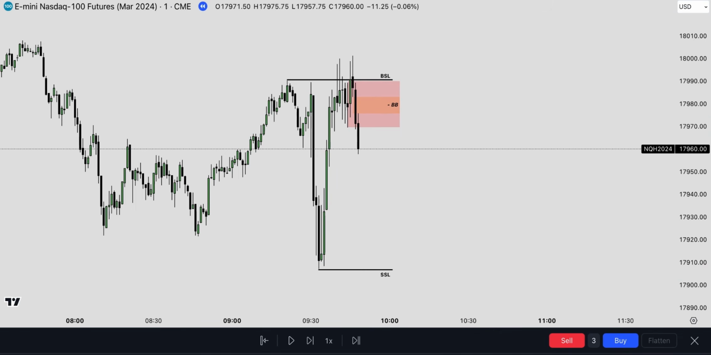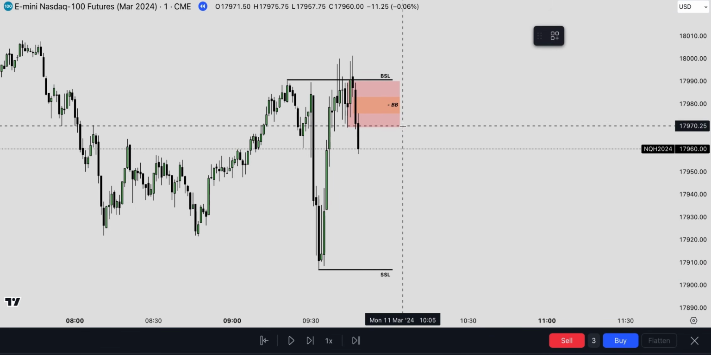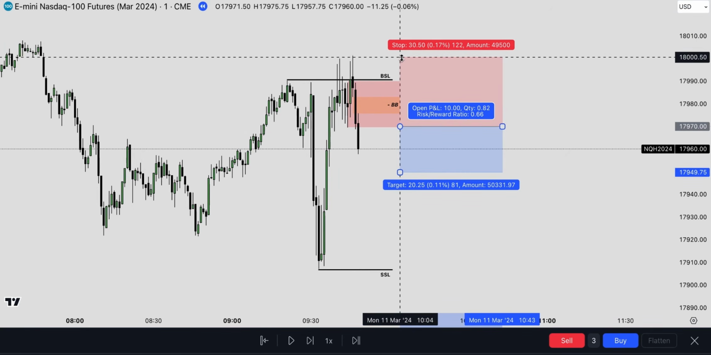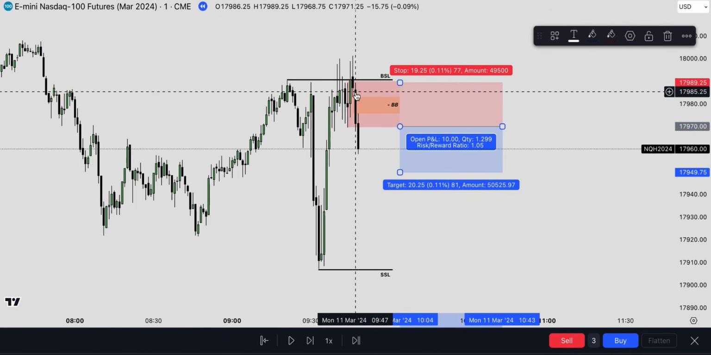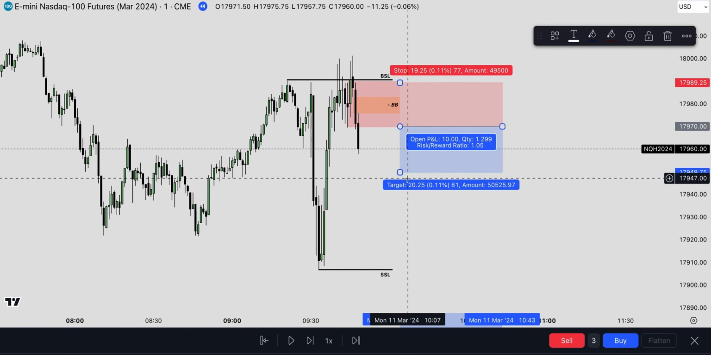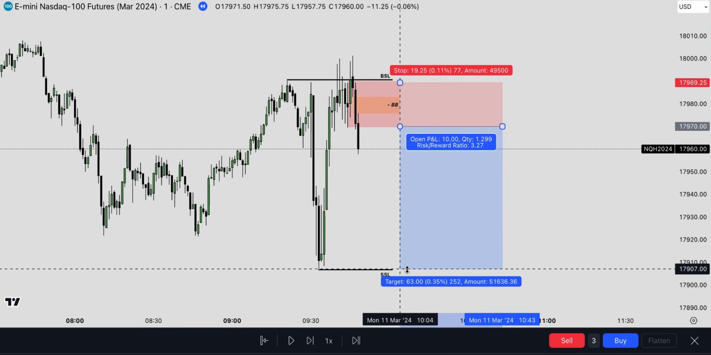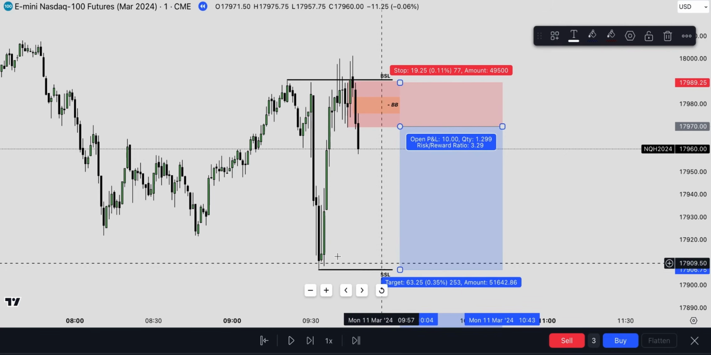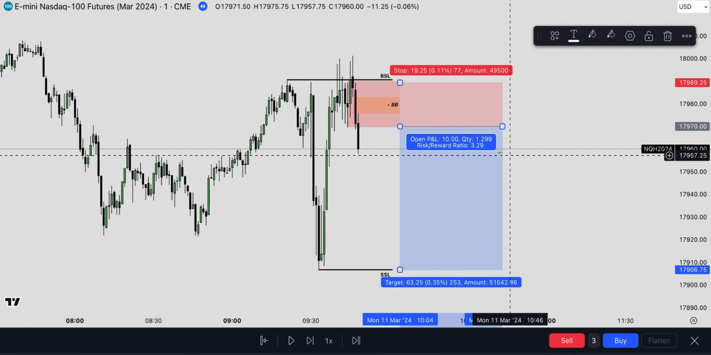So you can always take your short entry off of the breaker and put your stop above the high. So in this case, it would be a 300 stop. However, I usually put my stop just above the displacement candle's high or low, depending on what direction you're trading. And then you target the next liquidity, which would be the sell side here. So that's an easy 1 to 3 risk to reward.